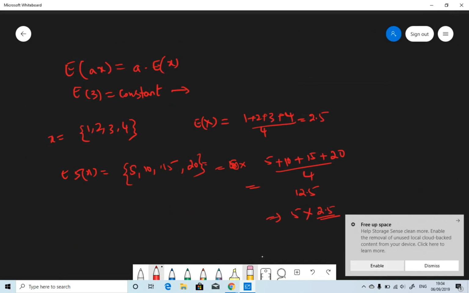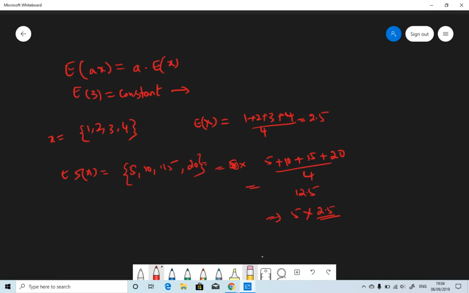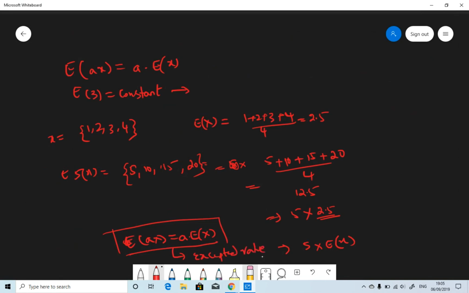So, is this the same as the formula? Constant into expected value of x. So E of a x equal to a into E of x. This is the one property related to the expected value. Clear on this property? Property 1. Note it down.